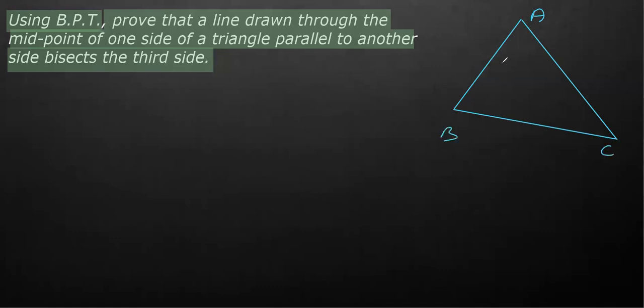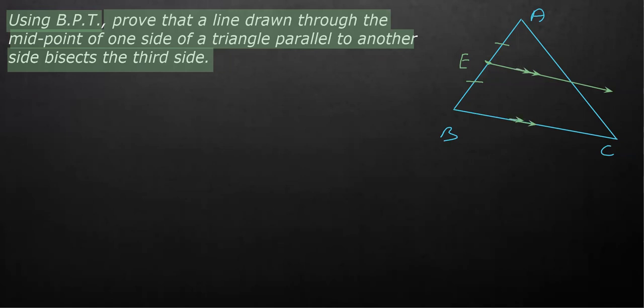It says a line is drawn through the midpoint of one side. Let's say I took E being the midpoint of one side, and it says that this line drawn is parallel to the other side, right? That means we are given that this line is parallel to this line. These two lines are parallel.